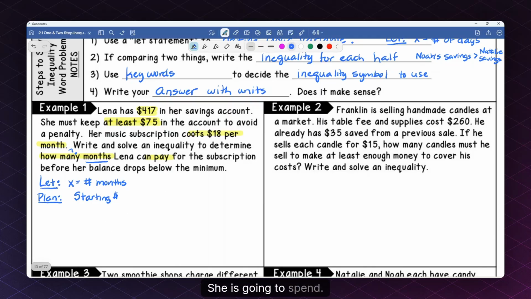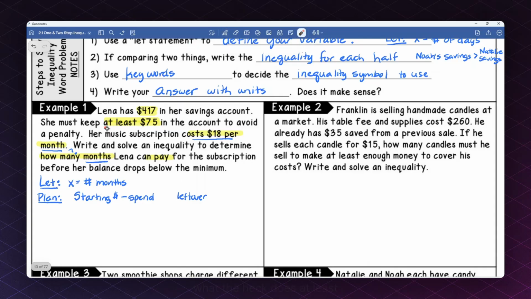She is going to spend, so it costs $18 per month. She is going to spend some amount, and whatever is left over must be at least 75. Okay, well, what the heck does at least 75 mean?